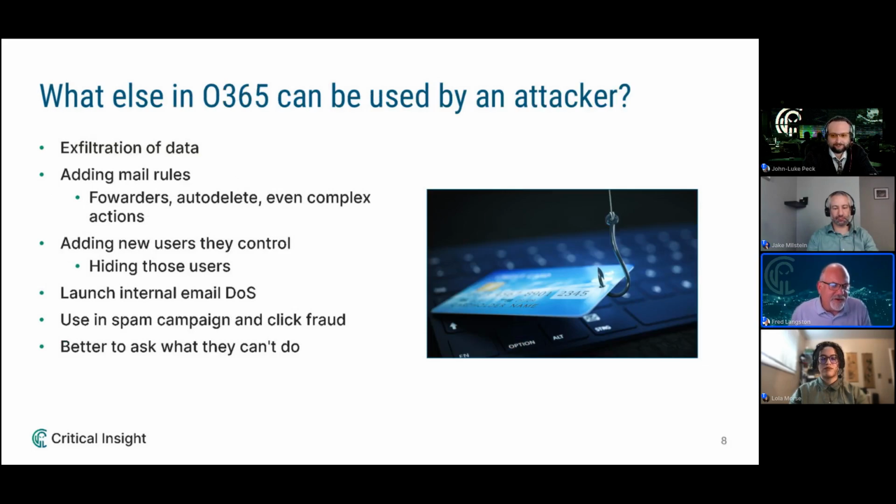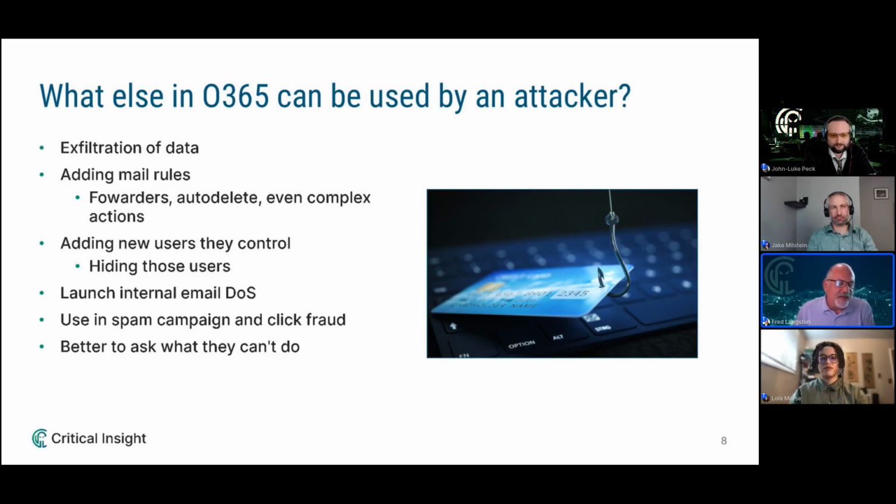Well, remember, they can use email if they have a compromised account to exfiltrate data. That's a really easy way to get past the controls you have, potentially data loss prevention controls you may have on your firewall, maybe getting past going through email, especially if it's O365, which is not on premise. They may add mail rules, forwarders, auto deletes, complex actions that allow them to retain control. Even if you go in and change the password and they can't log in anymore, they may still be seeing the emails because they've set up rules.